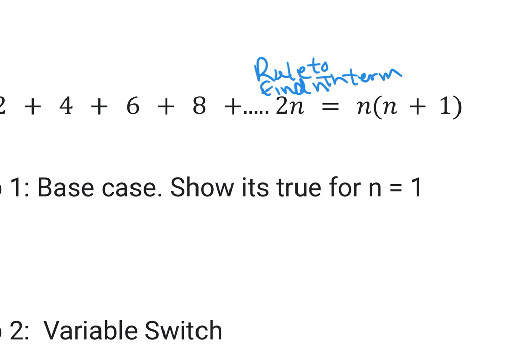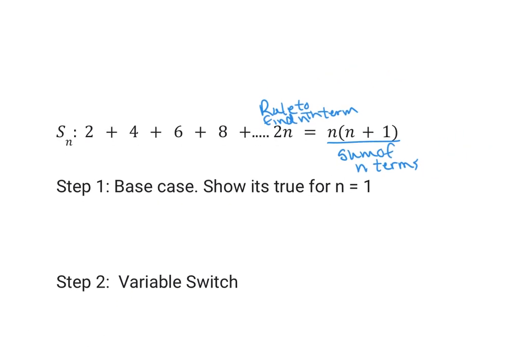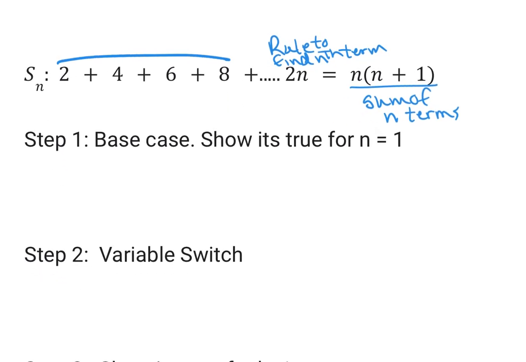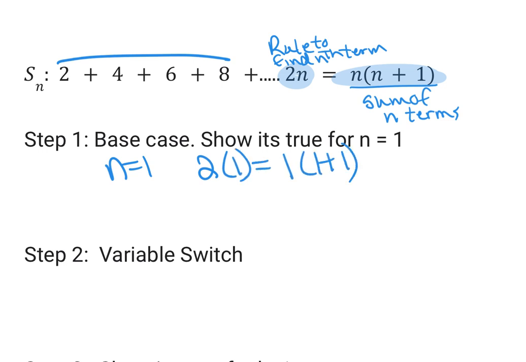The 2n, and then over here is how we find the sum of the n terms, okay? And then these are just the values of the terms, okay? So step 1, again, base case, we need to show that if we put 1 in for n, those two actually do equal each other. So we're going to put 1 in for n. We're going to have 2 times 1 equals 1 times 1 plus 1. Okay, 2 equals 2. Yes, holds true.